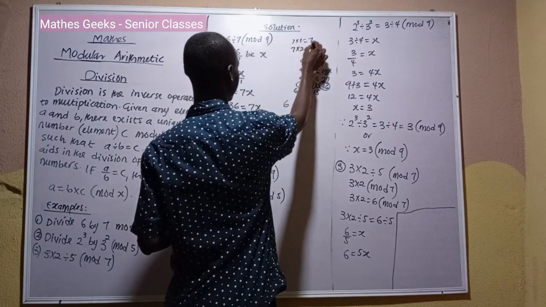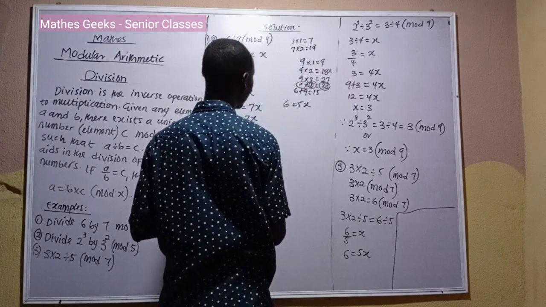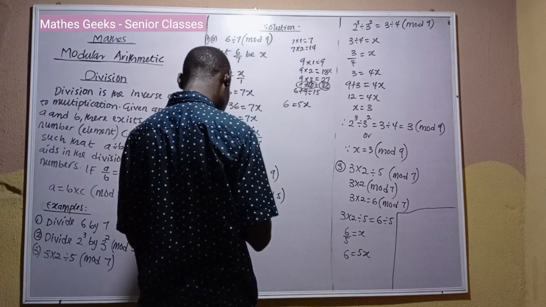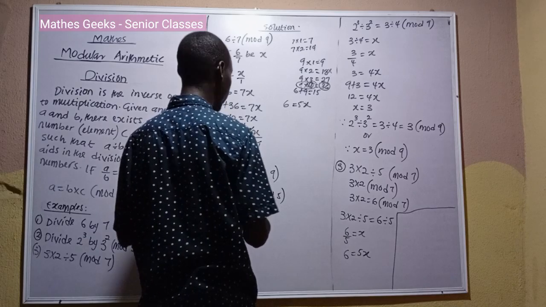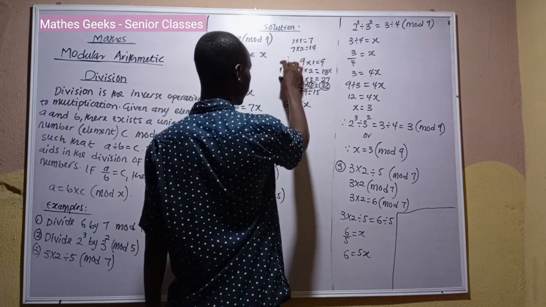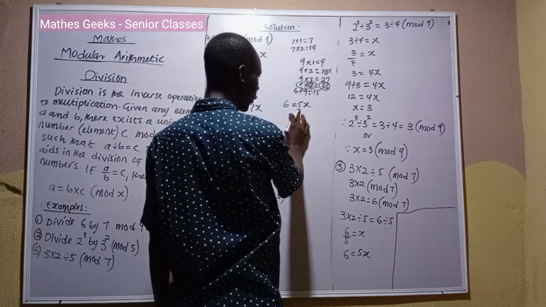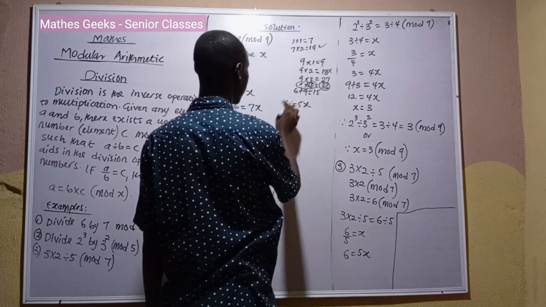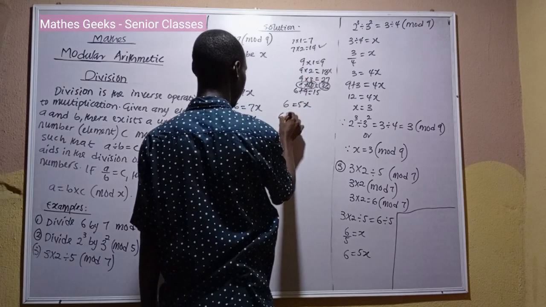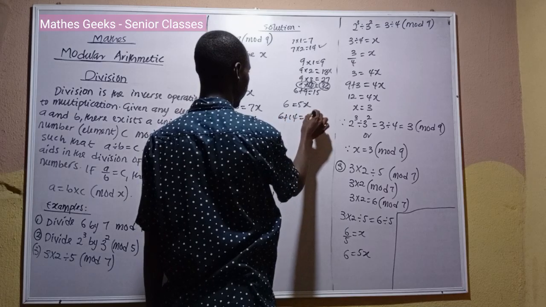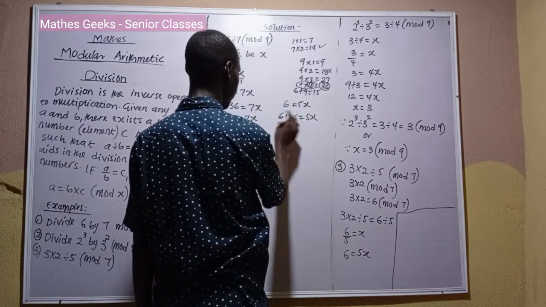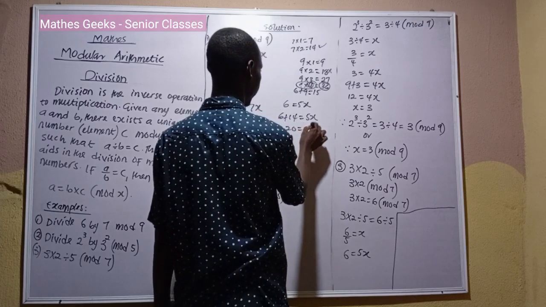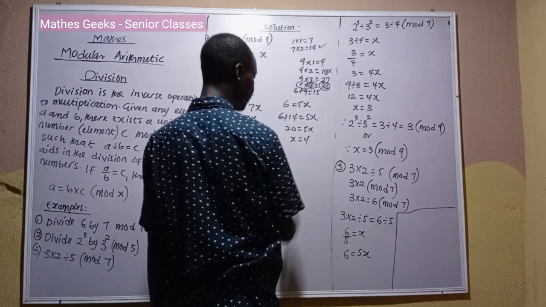7 times 2, 14. 14 plus 6, 20. So 20 is divisible by 5. So we're going to accept this one. So this is what we want. 7 times 2 is 14. So 6 plus 14 is equal to 5x. And now 6 plus 14 is 20. 20 equal to 5x. x equal to 4.